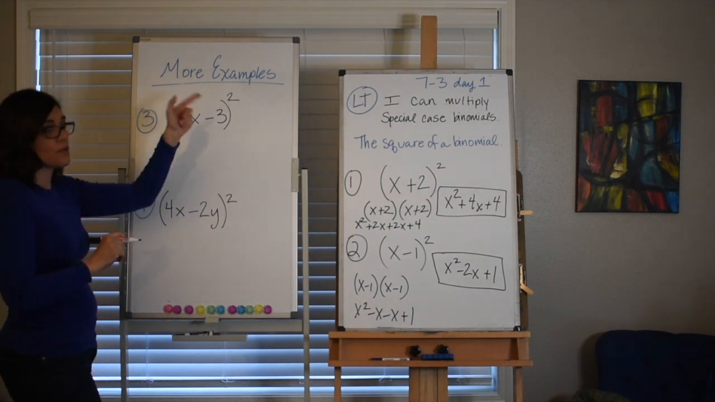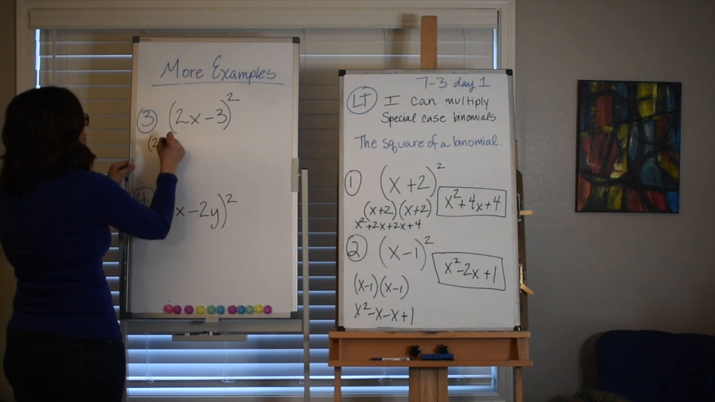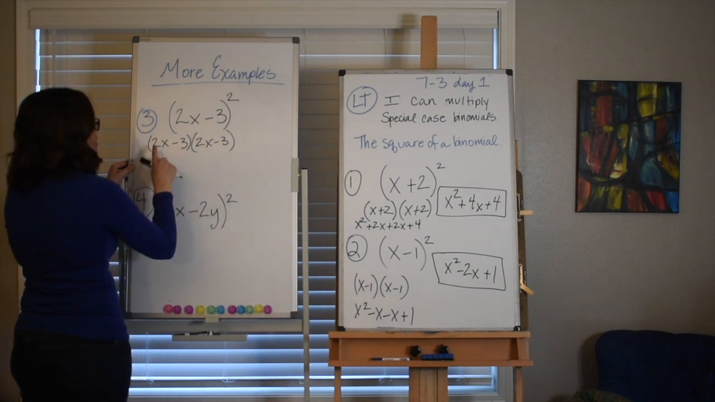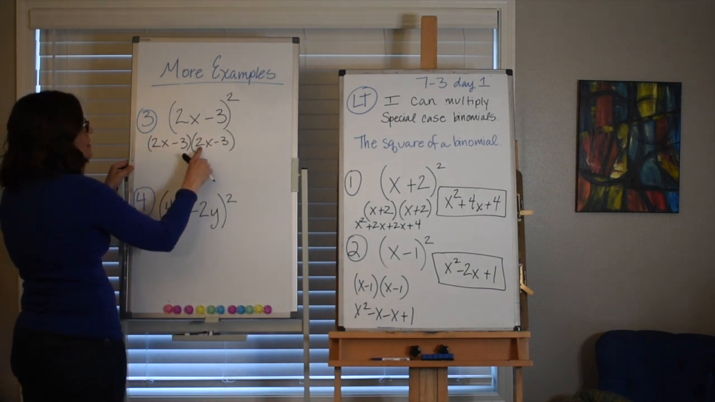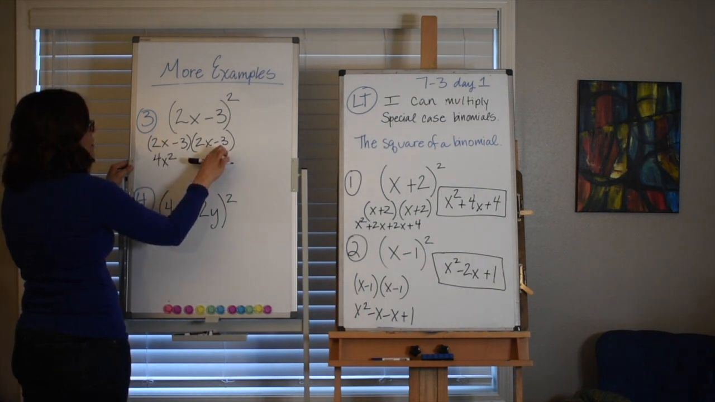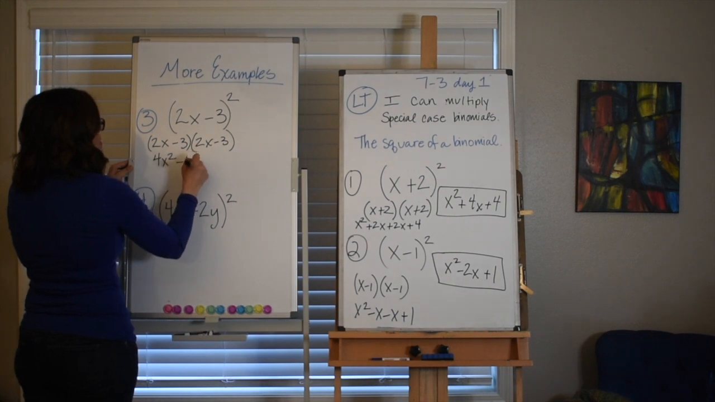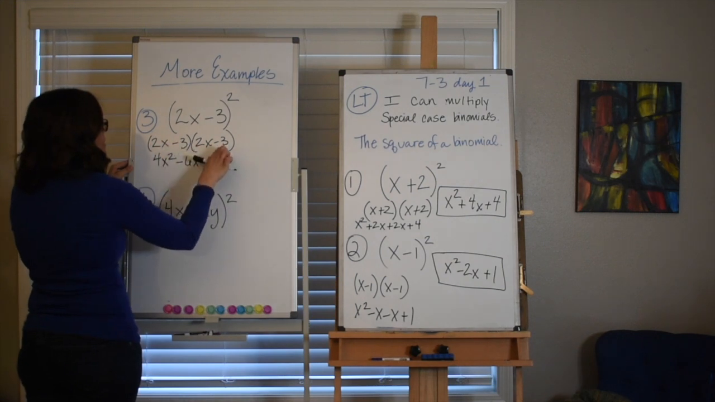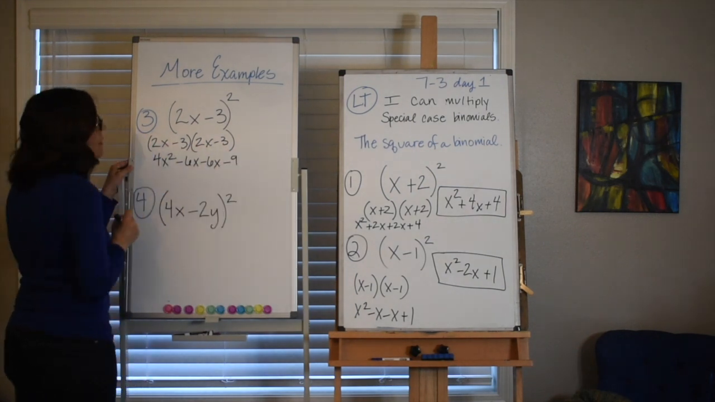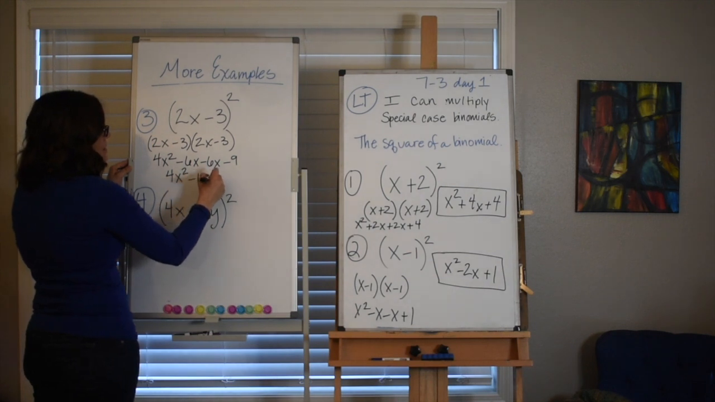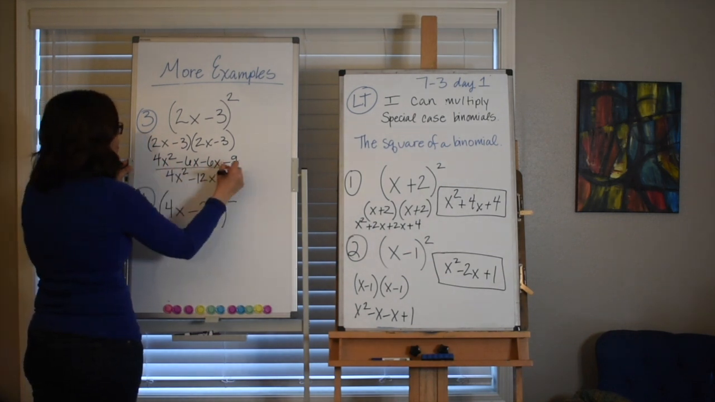But this is 2x minus 3 squared, so I'm going to write that out. 2x minus 3 times the quantity 2x minus 3. Multiply these first two terms. 2x times 2x is 4x squared. 2x times negative 3 is negative 6x. Negative 3 times 2x is negative 6x. Negative 3 times negative 3 is positive 9. Now when I combine my like terms here in the center, I'm going to have my ending answer of 4x squared minus 12x plus 9.